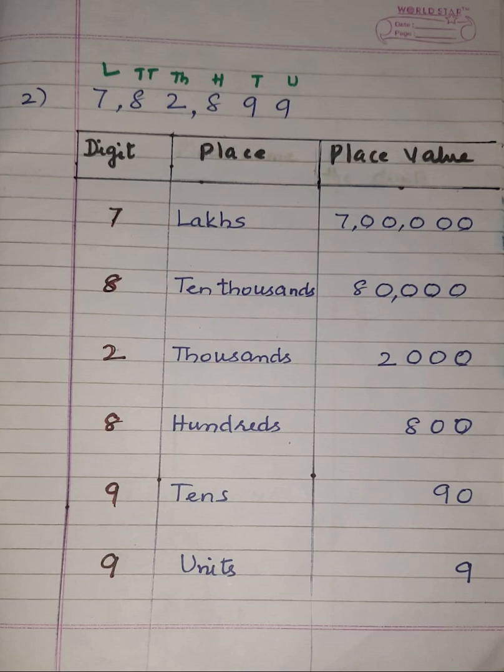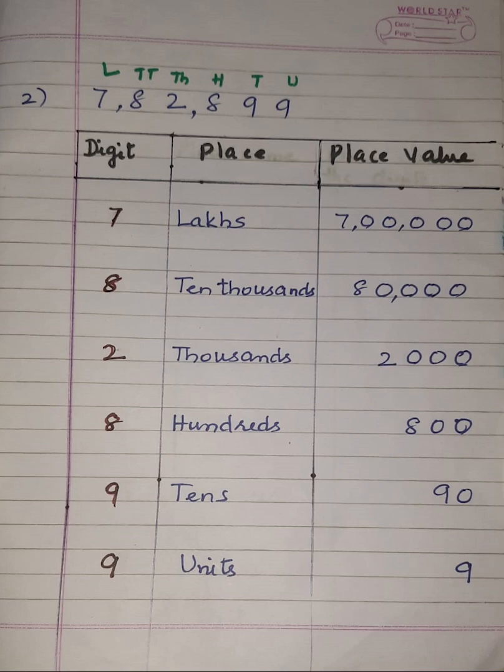So now in place value, what will it be? It will be 80,000. So write it in figures as 80,000. Now the next digit is 2. Now this 2 is in which place, children? It is in the thousands place.